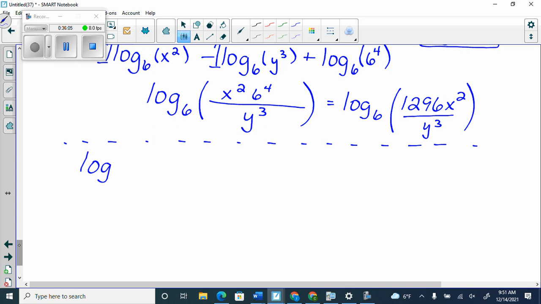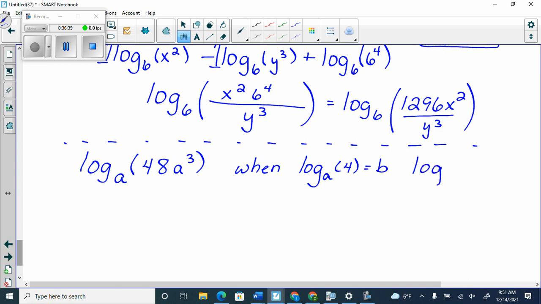Okay. Log base A of 48 A cubed, when... So I want you to determine the value, or actually just simplify this, when log base A of 4 equals B, and log base A of 3 equals M.